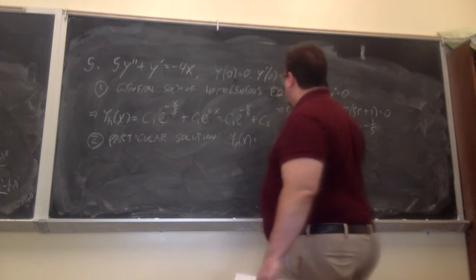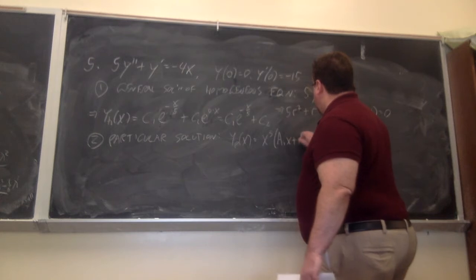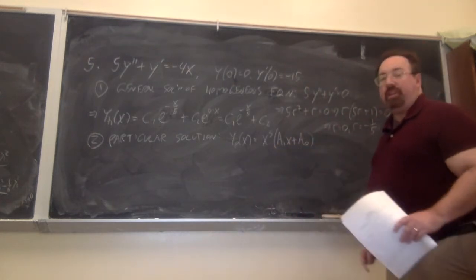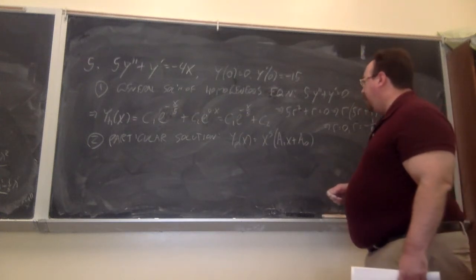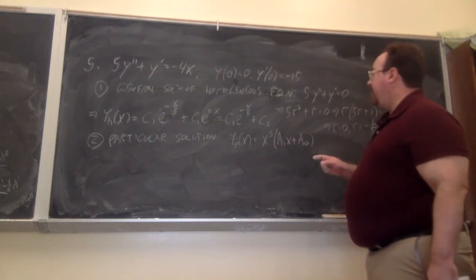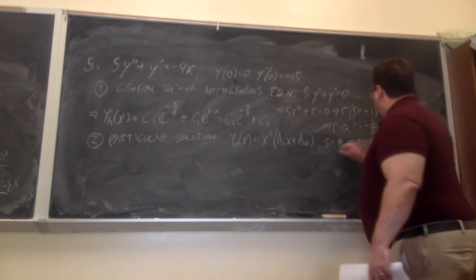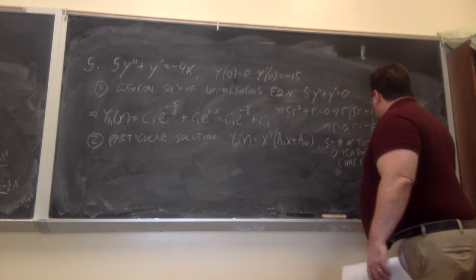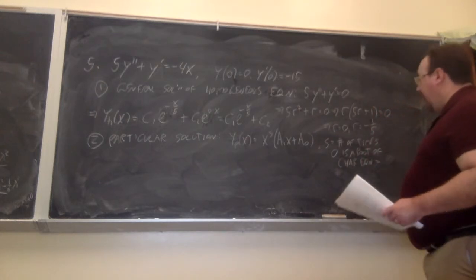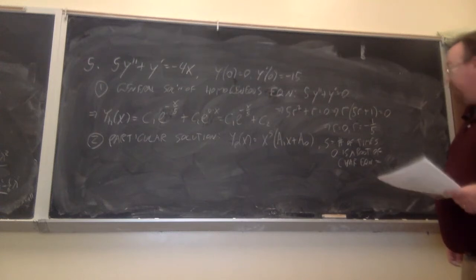So we have x to the s times a1x plus a0. So here's our polynomial of degree 1 that's part of our particular solution, where the coefficients a0 and a1 are undetermined. That's the method of undetermined coefficients. Times x to the s, where s is the multiplicity of 0 as a root of the characteristic equation from the homogeneous problem.